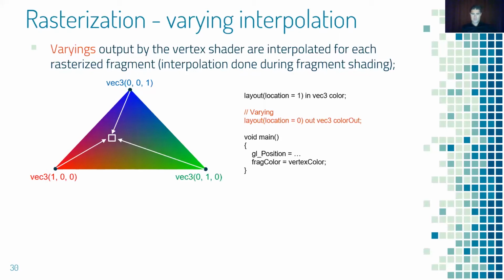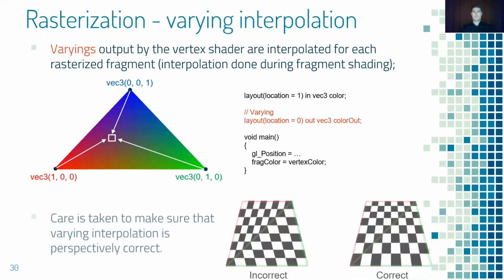So what happens is that those outputs of the vertex shader are interpolated for each rasterized fragment. And this interpolation is done during the fragment shading. So each fragment shading location will calculate its own interpolated varyings. And this colorful triangle to the left shows how this interpolation is done. So there's a fragment there, and this is how the GPU will calculate the interpolated color out varying for this fragment.